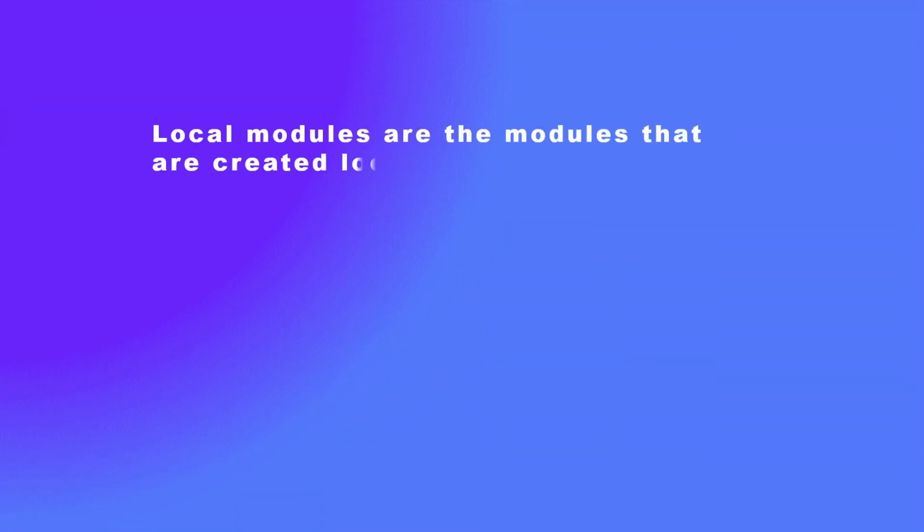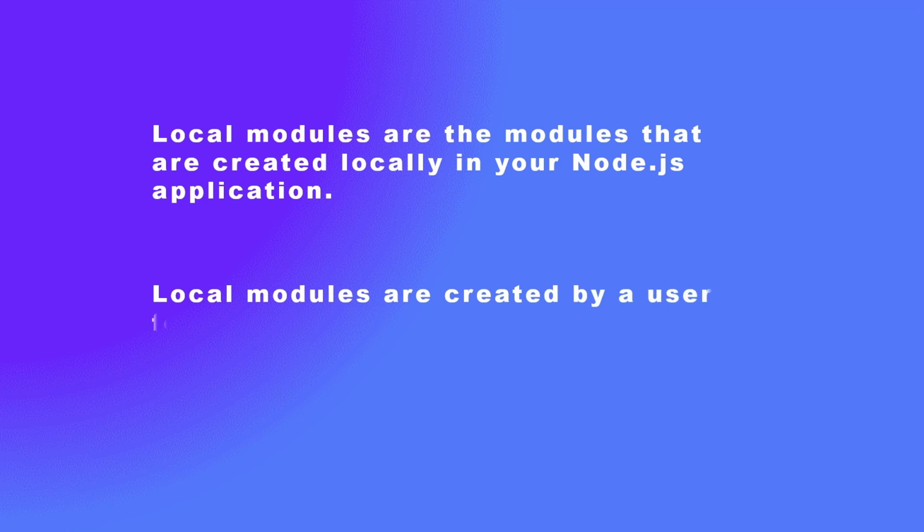In this video, I'm going to explain about the local modules. Local modules are the modules that are created locally in your Node.js application. Local modules are created by user for the purpose of reusing the module. And here inside each module, there will be a set of instructions which will be executed one by one. Each file will be considered as a separate module.